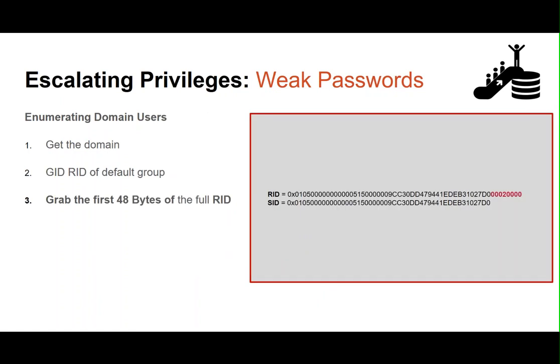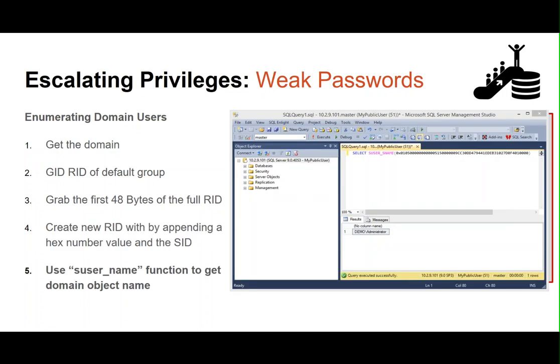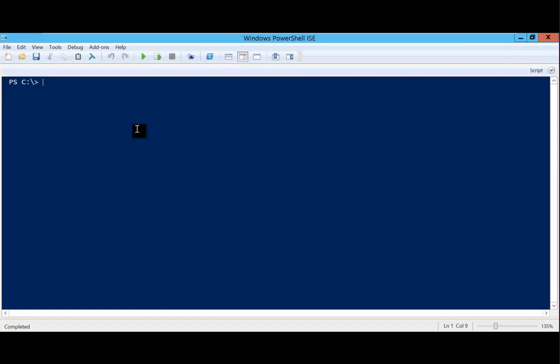From there, I can chop off the unique identifier associated with the group and get the SID for the domain. At that point, I can create a number, convert it to hex, pad it out a little bit, and slap it on the end, and now I have a new RID which would be associated with a domain object. Then I can pass that into the inverse function, which is suser_name, and now I've blindly enumerated the domain admin. Similar to the other technique, we can increment and repeat.